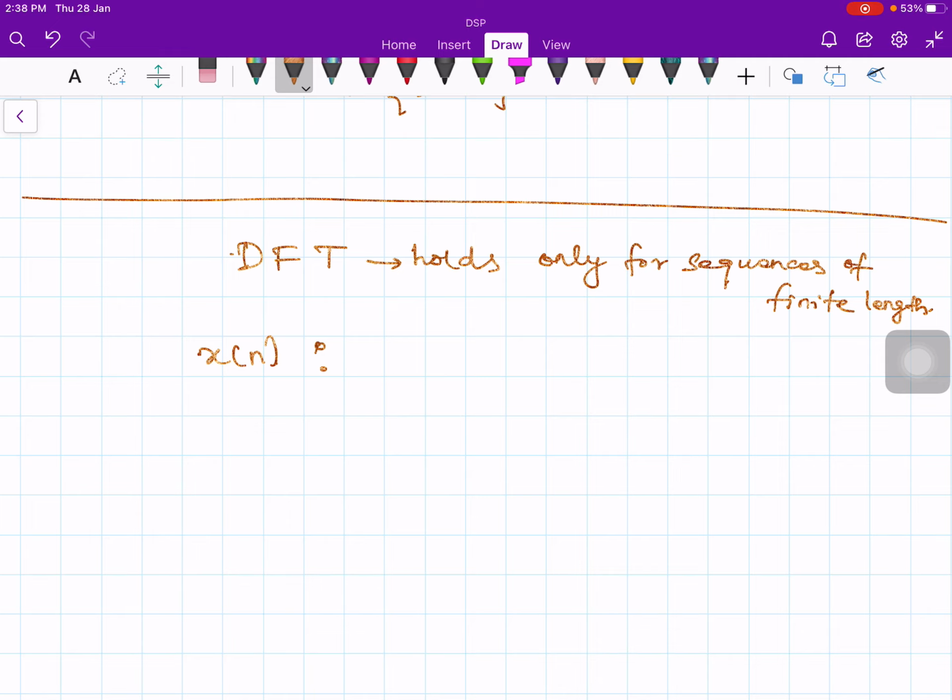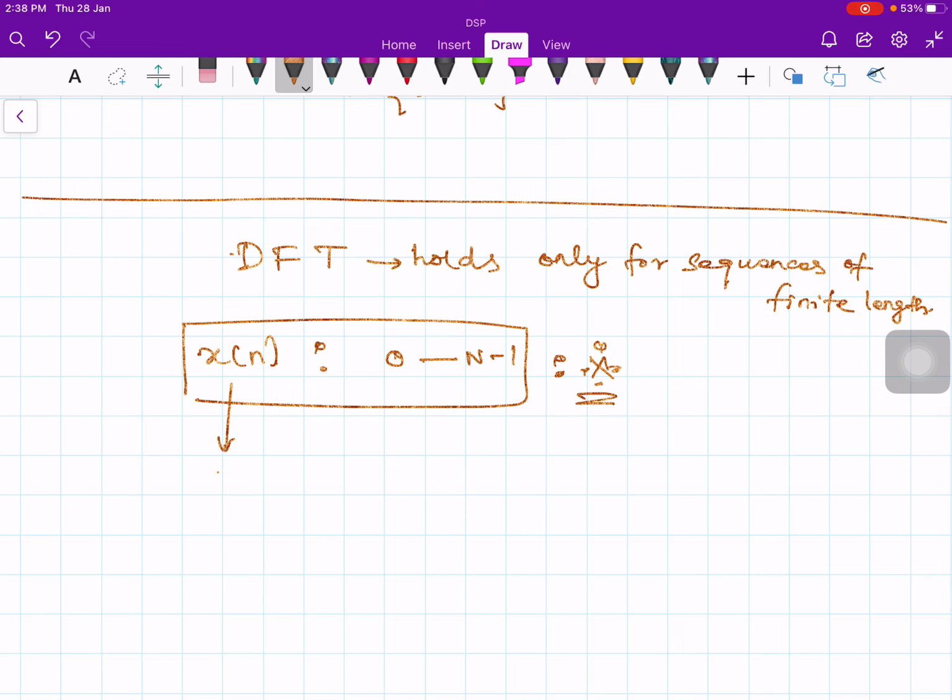So x of n, the length is 0 to N minus 1. Very important point, this is a finite length sequence. Then how do you find the DTFT, the discrete time Fourier transform? Capital X of e to the j omega is equal to the summation of x of n e to the minus j omega n, where n goes from minus infinity to plus infinity.